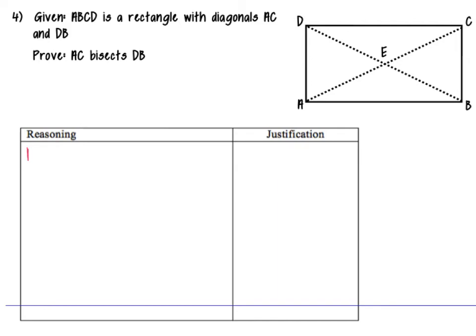So I was given that ABCD is a rectangle. And that was given. So because it's a rectangle, I also know that it's a parallelogram, and that allows me to basically prove some things. That allows me to say that DA and CB are the same, and that DC and AB are the same.